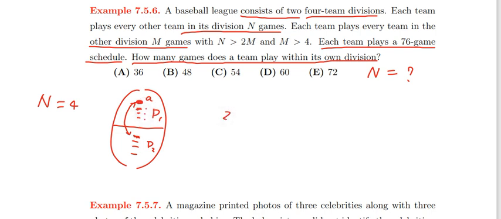So we need 3n, right? And then this team plays the other ones, and there are 4 of them, right? For each one, m, so here 4m. So we say this equals 76. From here we need to find what n is. Such a problem is just solving integer equations.